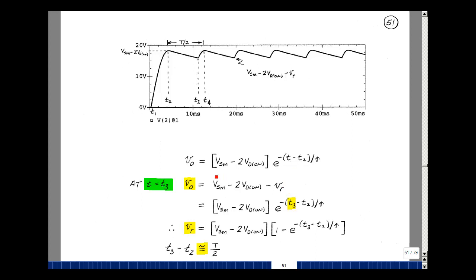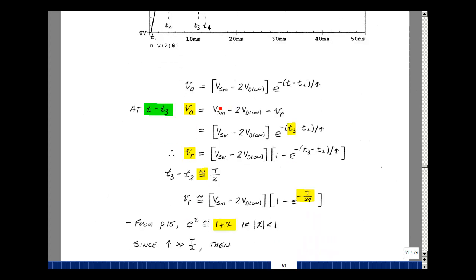That has to also equal this equation when t is equal to t3. And now we can solve those two equations for the ripple voltage. We'll take these two equations right here, put this on the other side of the equation, and then bring this on this side of the equation. So we get V sub S maximum minus 2 diode drops times 1 minus e to the minus (t3 minus t2) over tau.